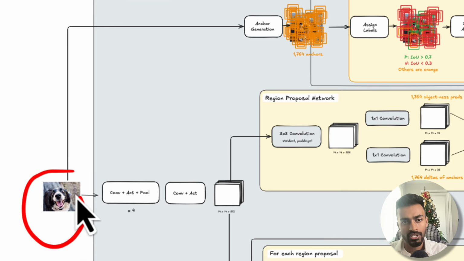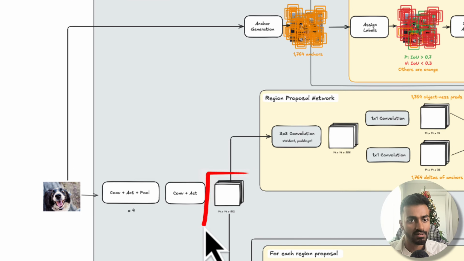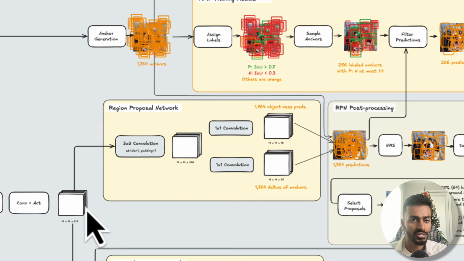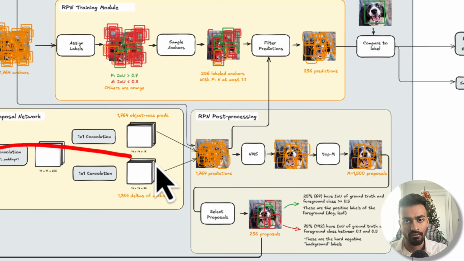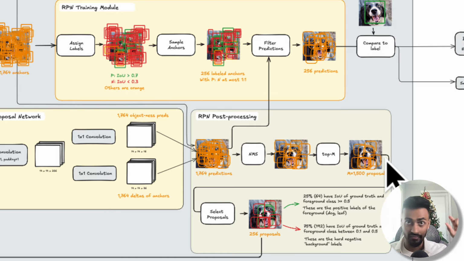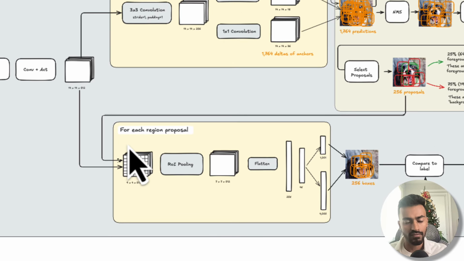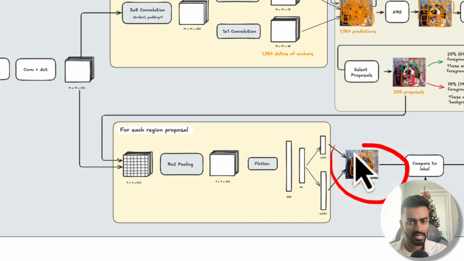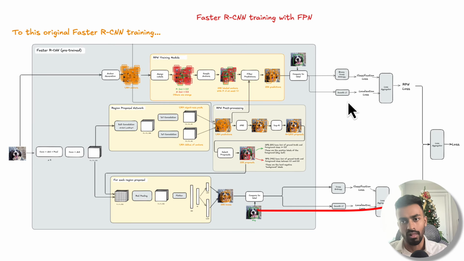So take an image, convert it into this single tensor that represents the image, pass it through the region proposal network to generate region proposals, places where objects of interest may exist. For each of those region proposals, we'll then perform ROI pooling to eventually generate object localizations and classifications. And then we'll compute losses here.